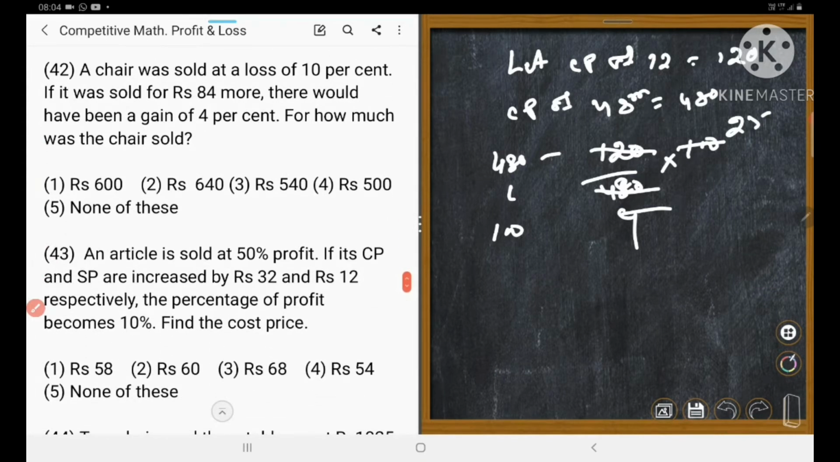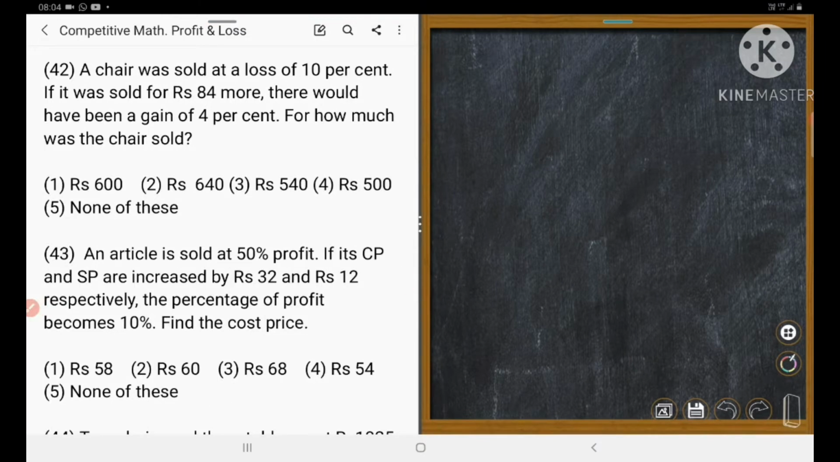Question number 42. A chair was sold at a loss of 10%. If it was sold for 84 more, there would have been a gain of 4%. For how much was the chair sold?